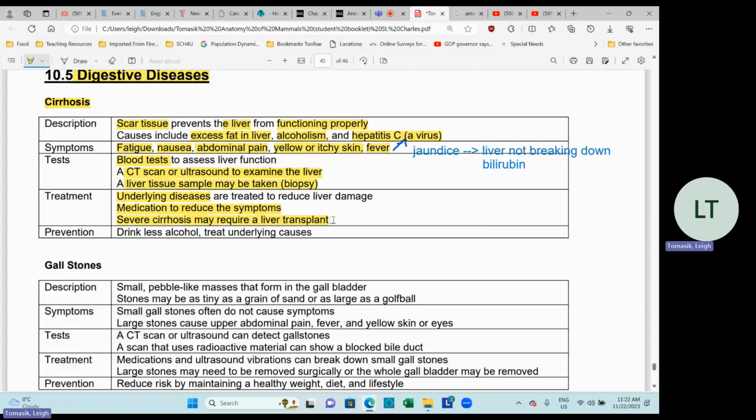Liver transplants aren't that bad because the liver will actually regenerate itself. So you only need a small piece of liver, and that piece of liver will be able to grow into a big liver, which means you can be a liver donor and only donate part of your liver to another person, and then your liver will grow back and their liver will grow back. To prevent cirrhosis, drink less alcohol and treat any underlying causes.